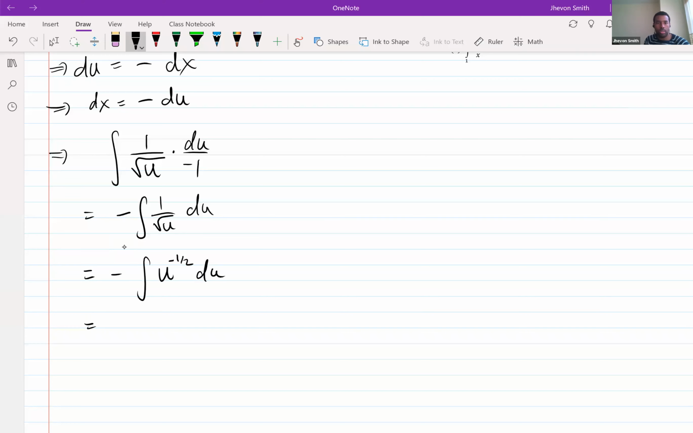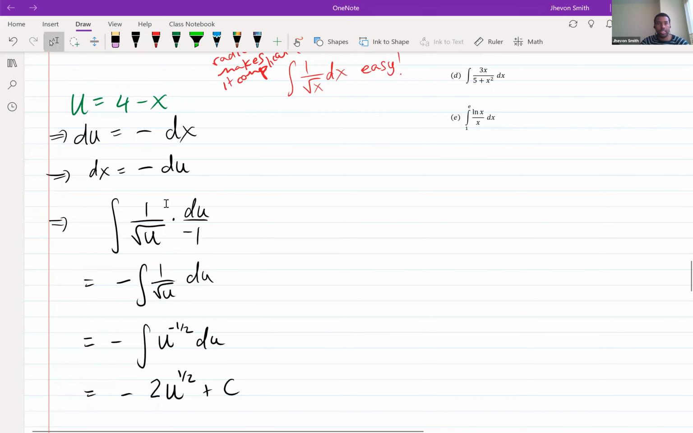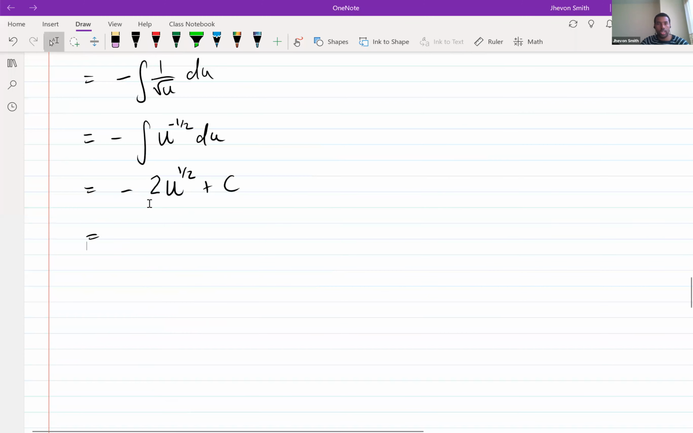Okay, and now you can do the power rule. Add 1 to the power, you get 1/2. Divide by the new power. Dividing by 1/2 is the same as multiplying by 2. And so we have that. And so that's the integral. The problem is here, it is in u's when the original problem was posed in x's. So what do you do here?